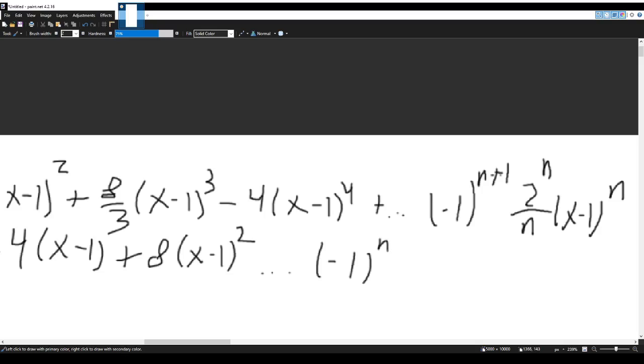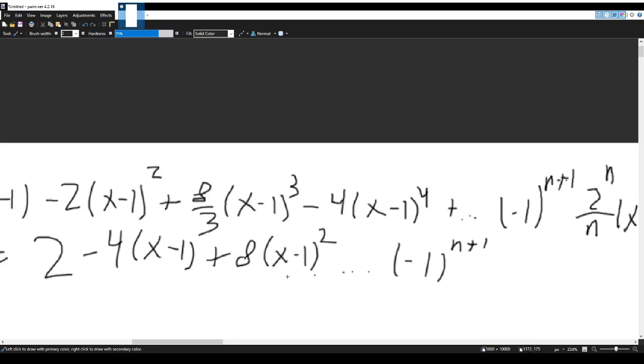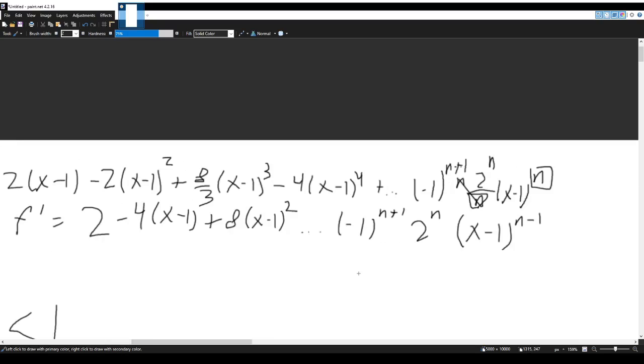negative 1 to the n plus 1. So in general, right, it seems like we're still going to have some sort of power of 2 happening here, right? So 2 to the n, but this n is going to be multiplied, and it's actually going to cancel out with this n. So really, we're going to have no n there, and we're going to have (x minus 1) to the n minus 1. So now let's think, does this work as a general term? Let's check the first term. You would plug in 1, so that'd be 1, 2 to the 0, so this whole thing would be 1, so it would just be 2.